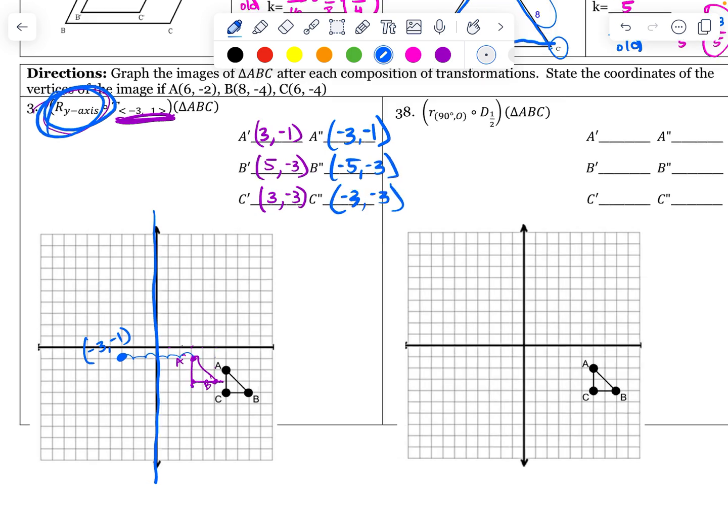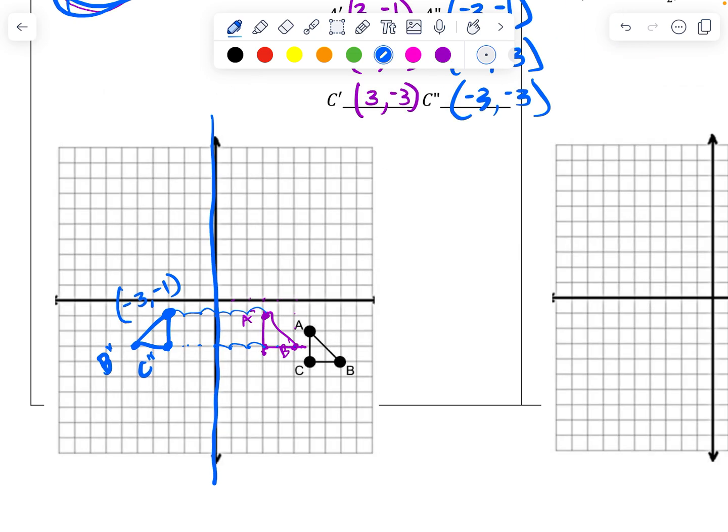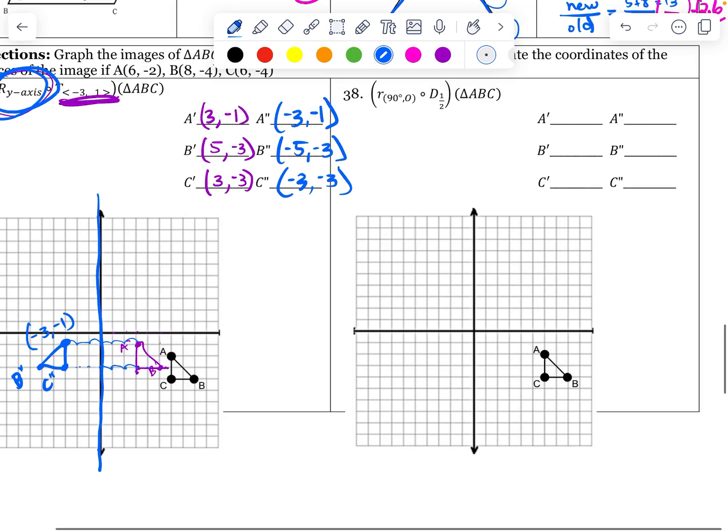If you can see the pattern, great. If not, let's count. So C is 1, 2, 3, so go 1, 2, 3. There's C double prime. And then B is 1, 2, 3, 4, 5 away. So go 1, 2, 3, 4, 5 away. B double prime. We have a translation, then a reflection. Beautiful.